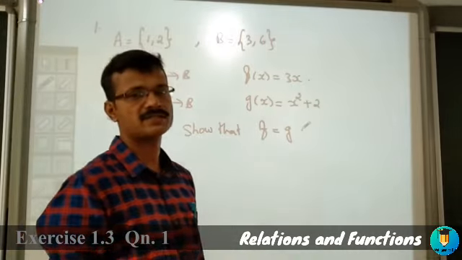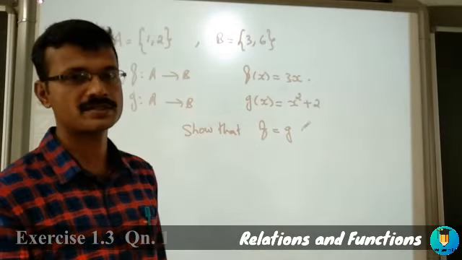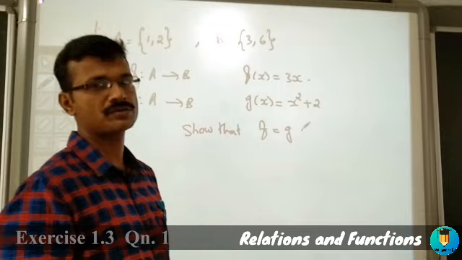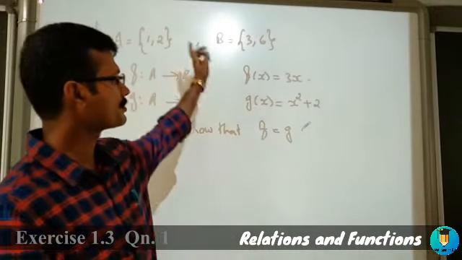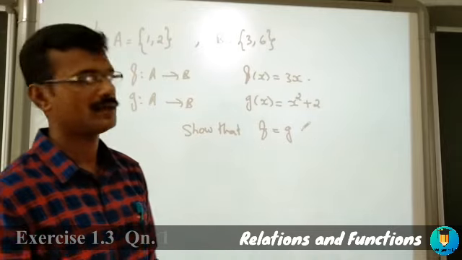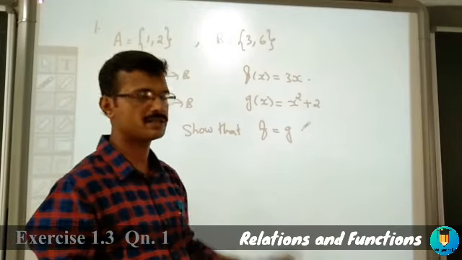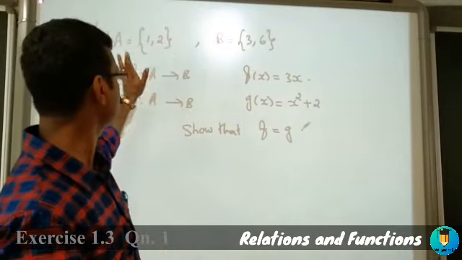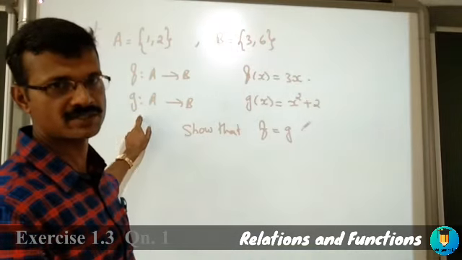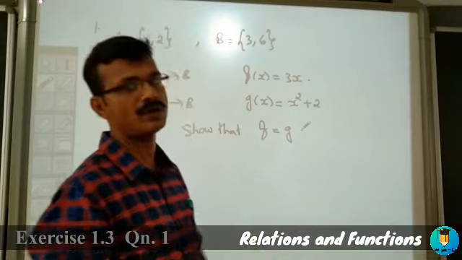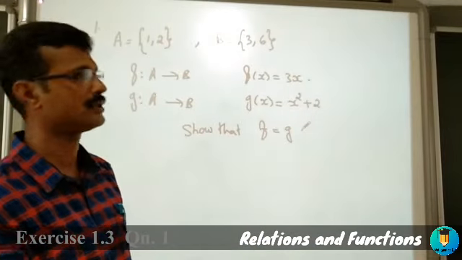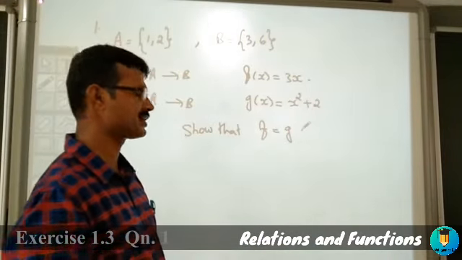In the last class I explained how to prove that functions are equal. It should satisfy two conditions. Number one, both the functions should have the same domain, that is, domain of f is equal to domain of g. And second, f(x) is equal to g(x) for all x belonging to the domain. So these are the two things we have to check.